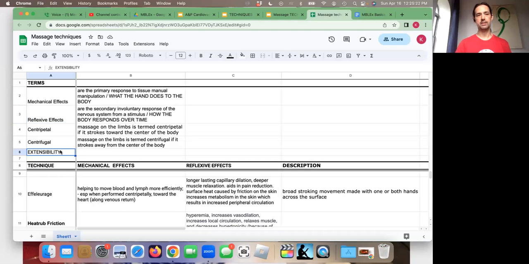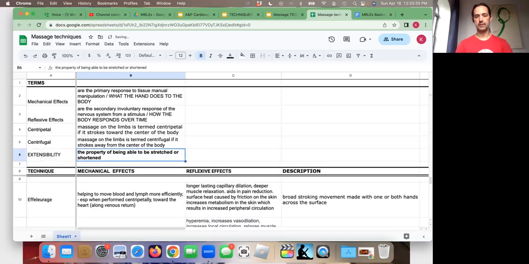Down here, I mentioned extensibility, which is the property of being able to be stretched or shortened. So if something is extensible, it can be elastic, it can be plastic, and those are terms that we'll probably go over, but I just want you to know, in the context of it being mentioned down here in some of these techniques, that extensibility means kind of like pliability, except broader, actually.